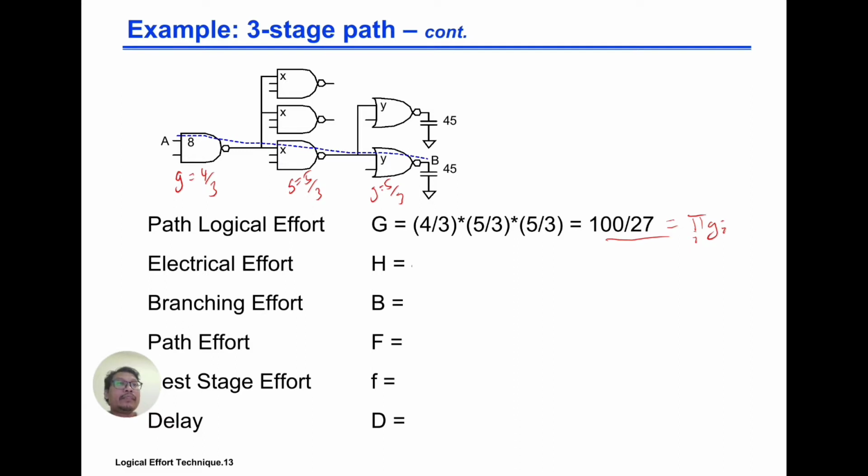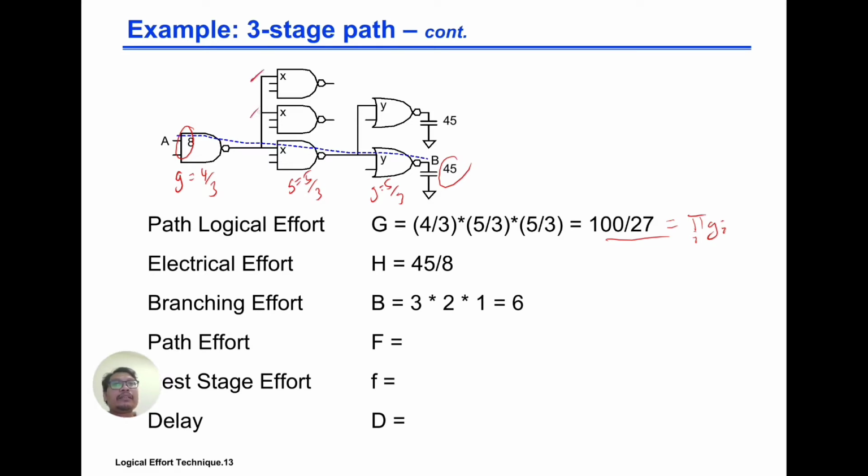Our electrical effort, H, is simply 45 divided by 8. Previously in the inverter, this electrical effort was called the overall effective fan out, but here it is simply H, the electrical effort. The branching effort is 3 times 2 times 1. So how do we get there?